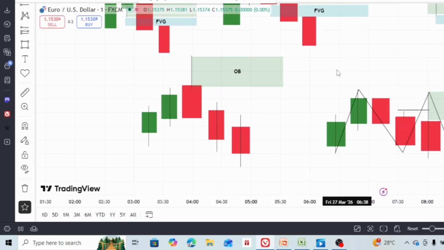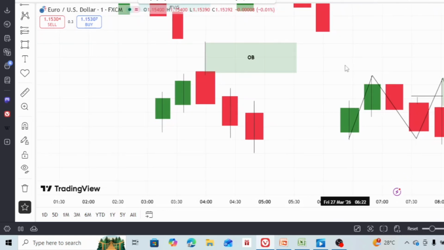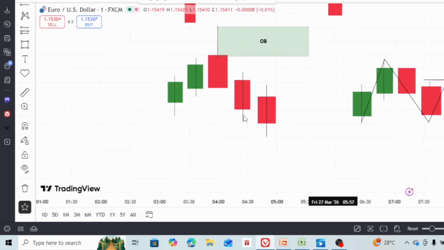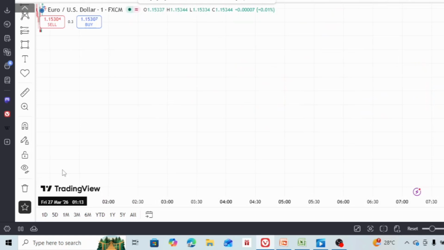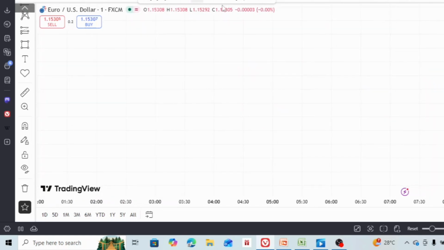And then we can talk about which order block will be the smart money trap and which will be the valid order block. So let's talk about that one. Let me just delete all this. So we can talk about which is the valid order block, which will be a good order block, which will be the smart money trap.